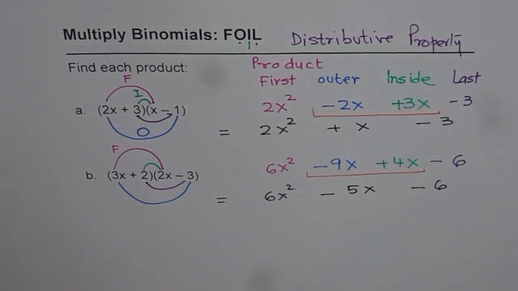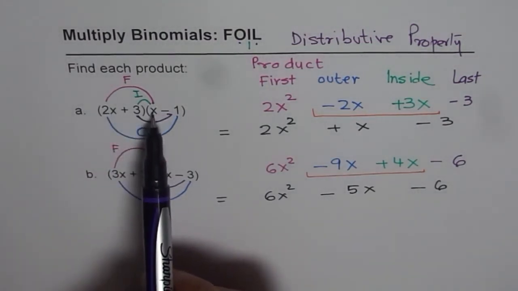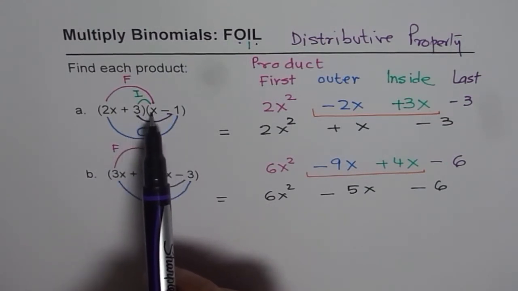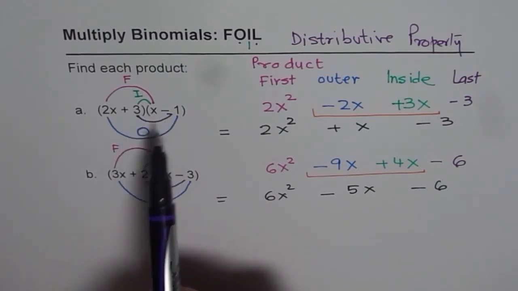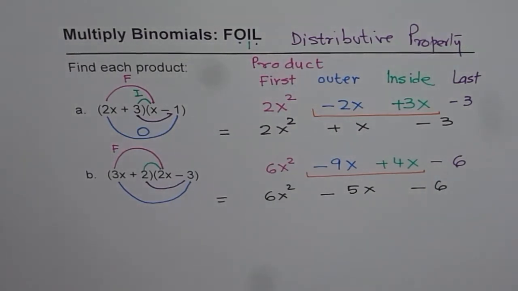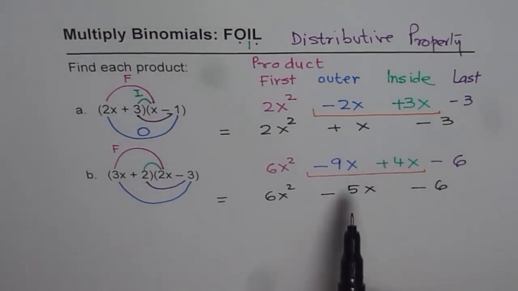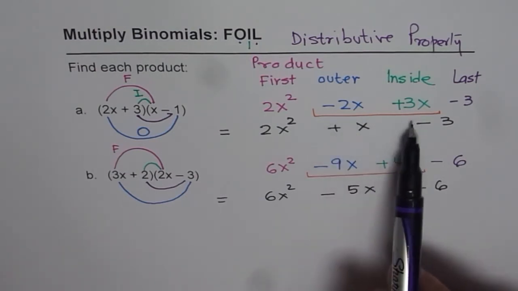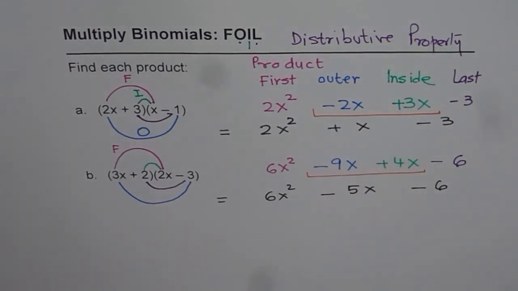FOIL, to remember: first terms are multiplied first, and then the outside terms, and then the inside terms, 3 and x in this case, and then the last terms, right? That way you should get 4 terms. Once you get your 4 terms, look for the like terms which can be combined. Normally the outside and inside terms can be combined. Combine and write down your answer. So these are the steps to be followed to multiply binomials. I hope that makes it absolutely clear. So the next example is for you to do. Thank you.